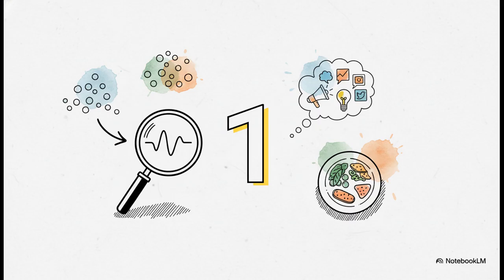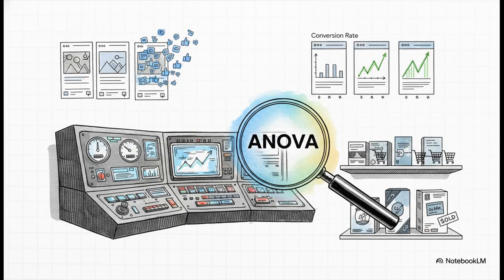At its core, it's just comparing 2 things. It looks at the variation between the different groups and compares it to the variation within each group. If the signal between the groups is way louder than the random noise inside the groups, then congratulations, you've probably found something real. And the implication for business is massive.